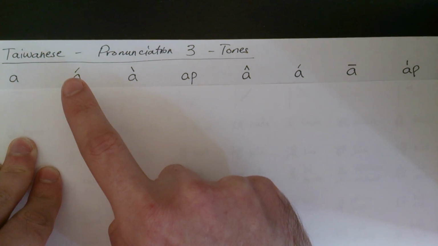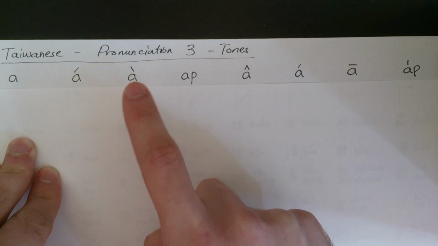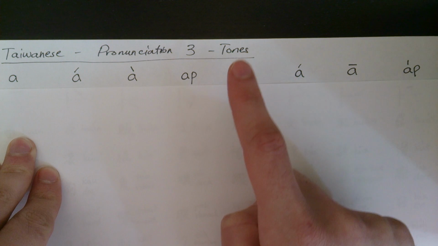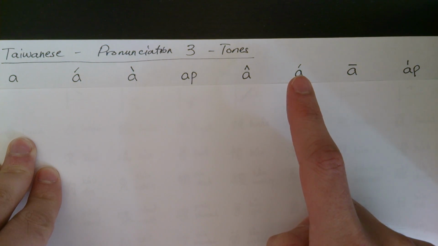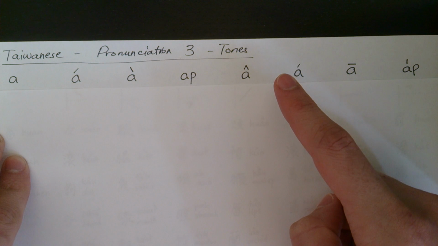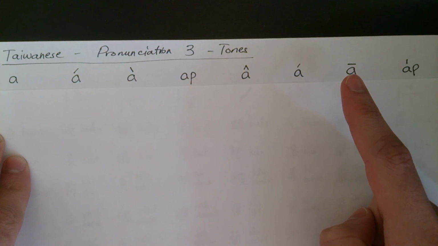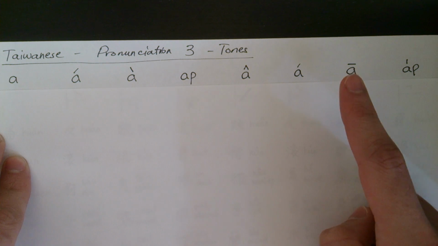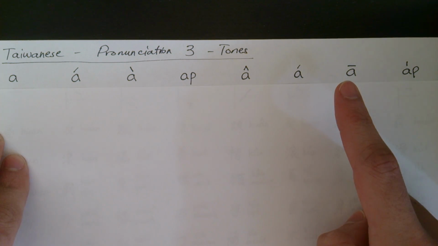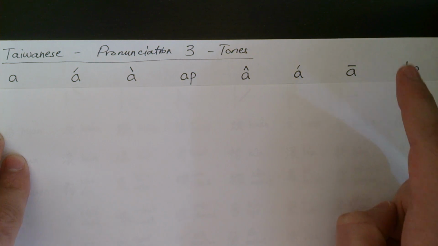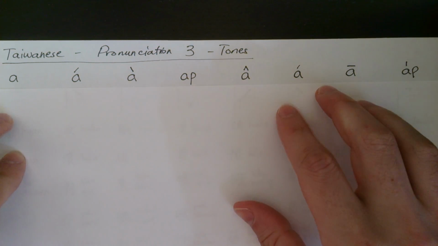Okay, so for 2nd tone, we've got the line going up. 3rd tone is the line going down. 4th tone is a P, T, K, or H. 5th tone is the little hat. And then 6th tone, again, same as the 2nd tone, we've got the line going up. The 7th tone has got a flat bar across the top, so that one looks like the 1st tone in Mandarin. It doesn't sound the same, though, so don't get confused. And the 8th tone, we've got a P, T, K, or H, and the vertical line on top.